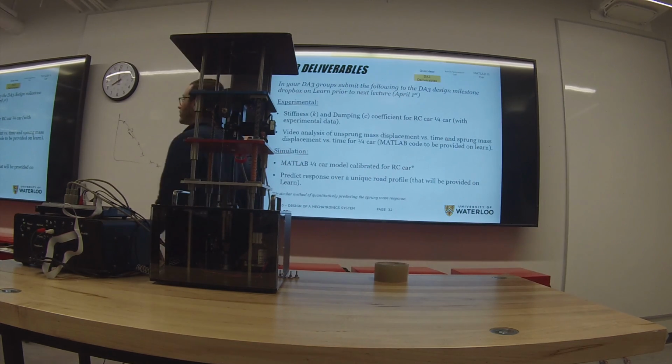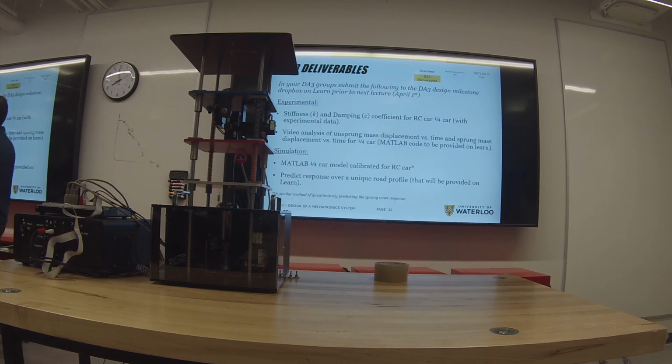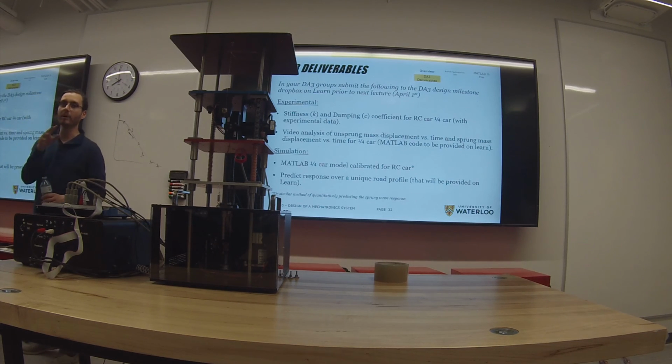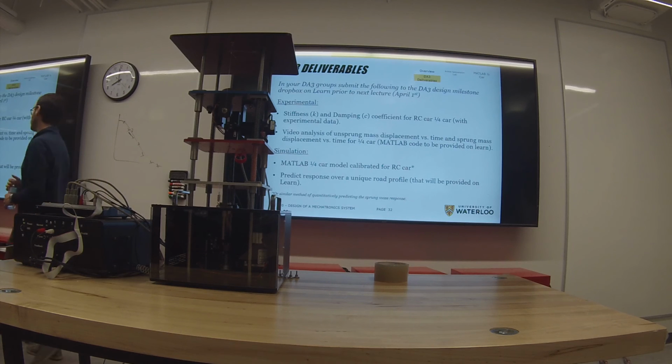So for the simulation part of design activity 3, you need to create a MATLAB car model calibrated for that particular RC car. You did most of the measurements last week. If you need to do any more, by all means, you're allowed to do that this week. And then the second thing is you need to predict the response for a unique road profile, and that road profile will be provided on Learn.